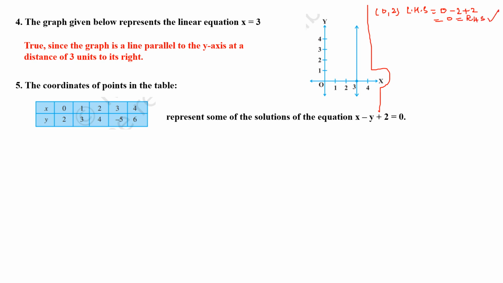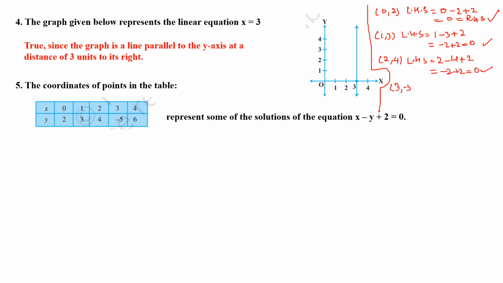So this is correct. Second coordinate is (1, 3). So x you put as 1 and y as 3, which will give you -2 plus 2. Again it is 0, which is equal to RHS. So that is also correct. Next is (2, 4). If you put x as 2 and y as 4, it will give me -2 plus 2, which is again 0. So this is also correct.